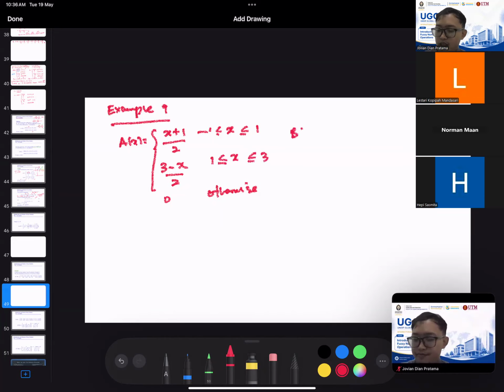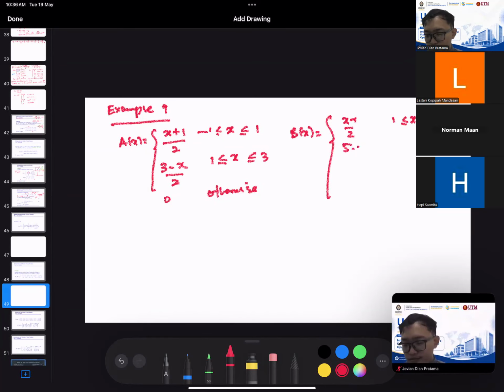Then B(x) here is the membership function for B, which is (x minus 1) over 2 for x in between 1 and 3, and then (5 minus x) over 2 for x from 3 to 5, and 0 otherwise.